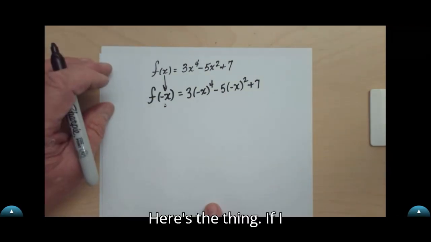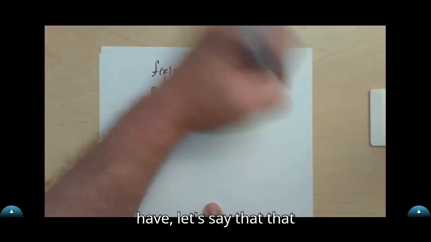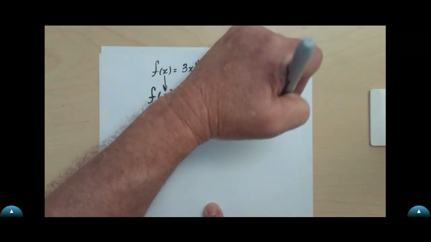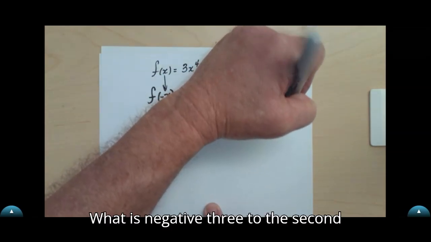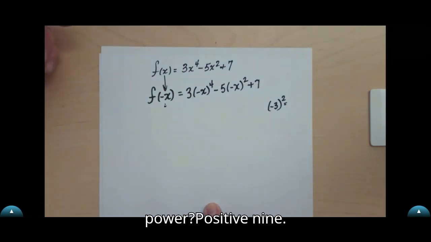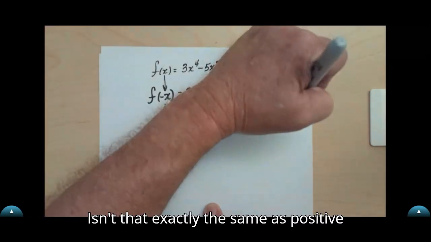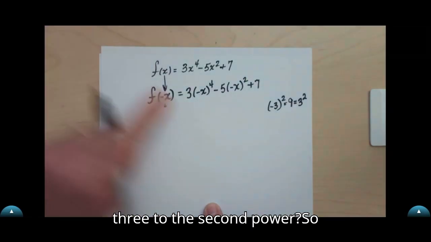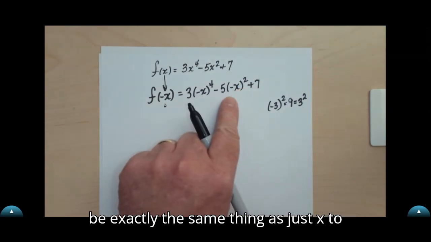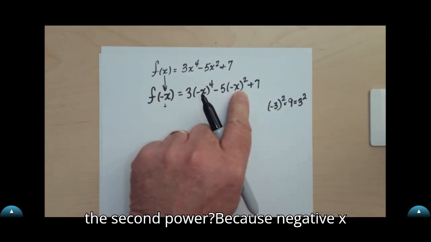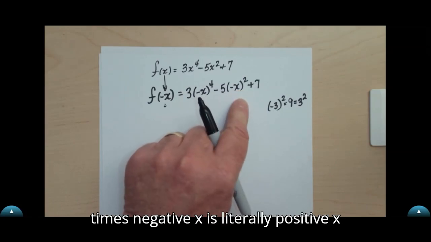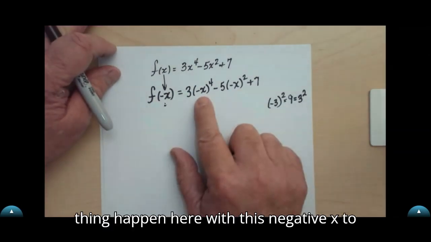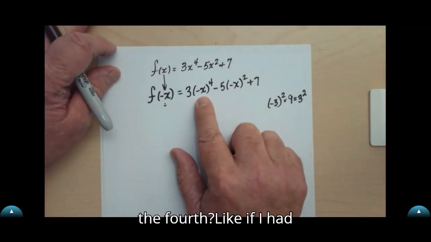Here's the thing. Let's say that negative x was -3. What is -3 to the 2nd power? +9. Isn't that exactly the same as +3 to the 2nd power? So wouldn't negative x to the 2nd power be exactly the same thing as just x to the 2nd power? Because negative x times negative x is literally positive x squared, right? And wouldn't the same thing happen here with this negative x to the 4th?